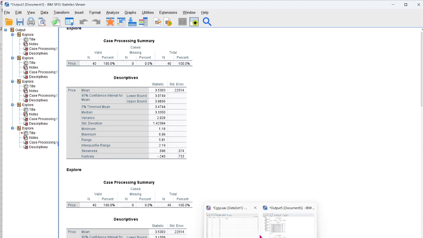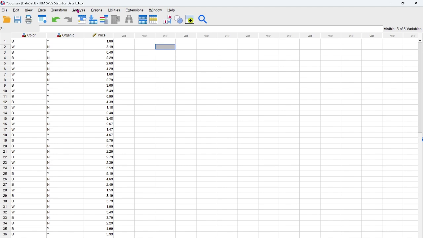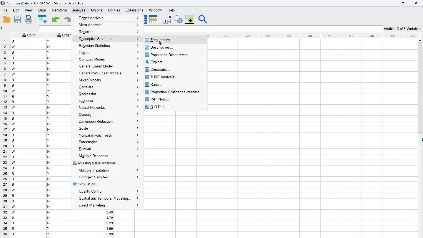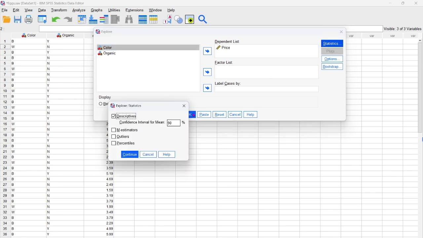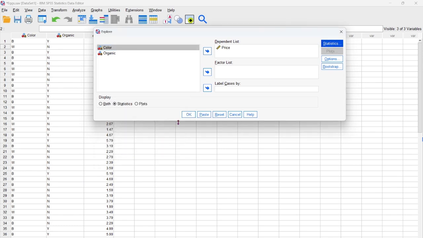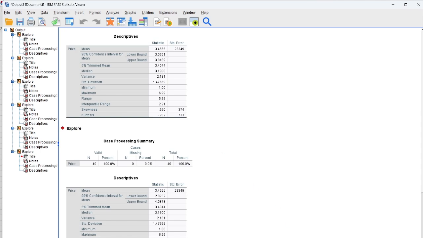And then the 99, let's do that. We go Analyze, Descriptive Stats, Explore, Statistics. You need to change this to 99. Hit Continue and OK. And then down here we got 2.82 to 4.08, and that's correct.